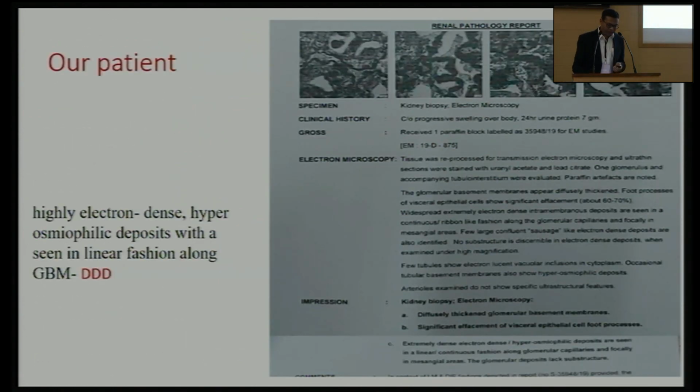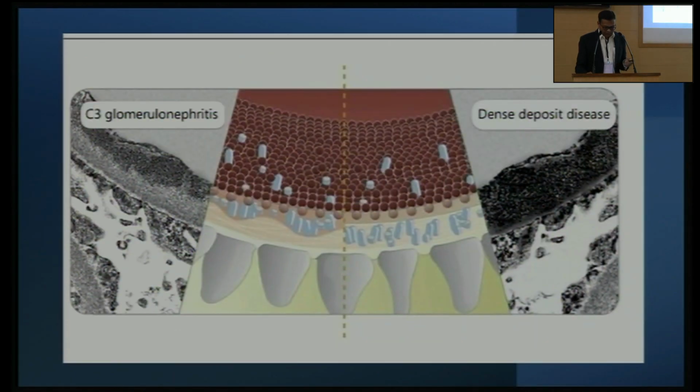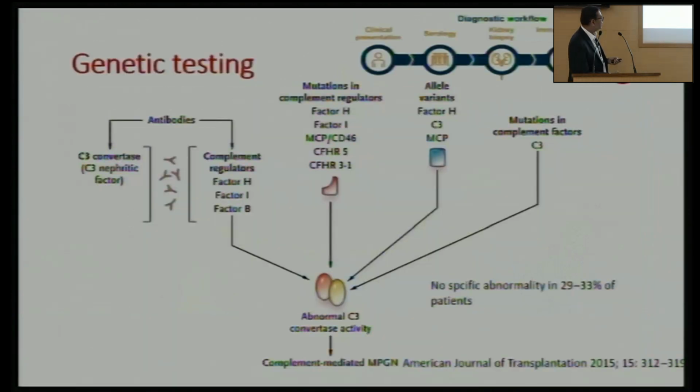Coming back to our patient, he had an electron microscopy done, which is not very clearly seen, but the report said this patient had DDD. There is a hypereosinophilic deposit in a linear fashion seen around the GBM in this patient and reported as DDD. This photograph shows how you find this is a DDD and this is a C3G, with different deposits in both the diseases.